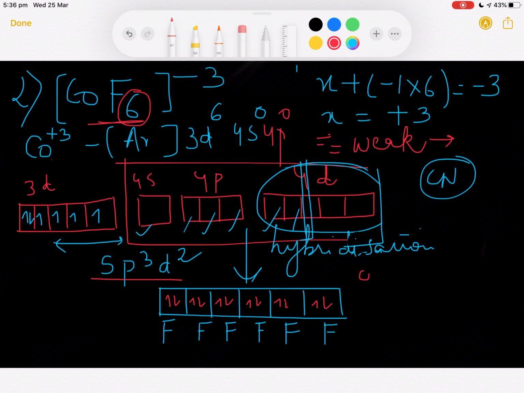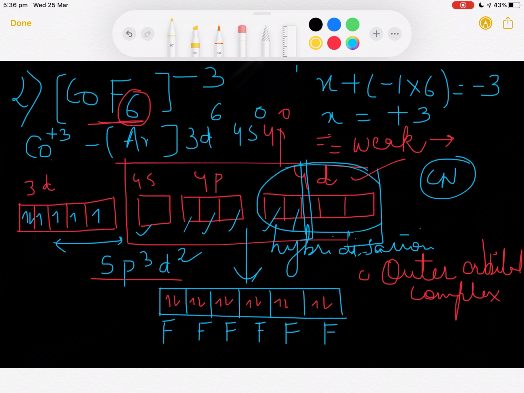So first of all, now you can see easily in the previous example it was the n-1 d which participated, that is the 3d orbital participated, but in this example it's not the 3d orbital which is participating, it's the 4d orbital which is participating. Hence the first orbital is S, then P, and D is the outer orbital. Okay, I write here outer orbital complex. Very important point to be noted down.